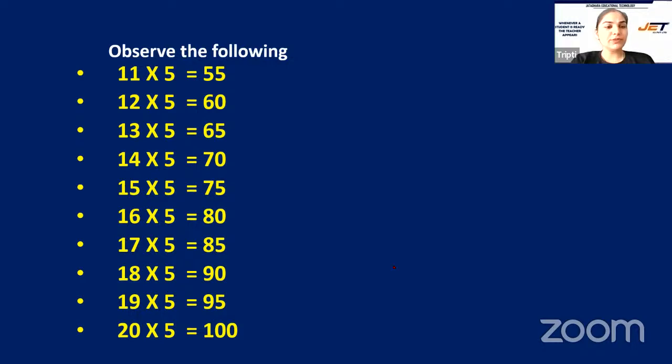Similarly, for 110, please try to do it like this: just put one extra zero along with these numbers and try to solve them. It's very easy. In the answer also, you just have to put one zero extra. That's it.